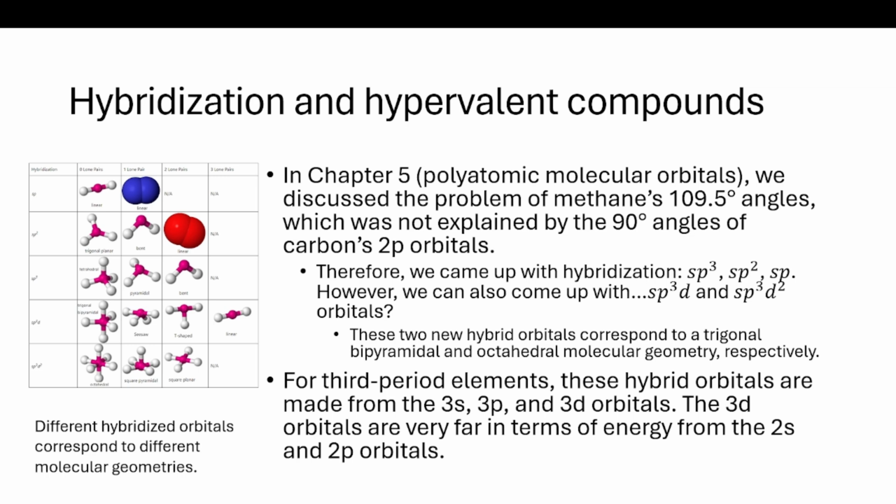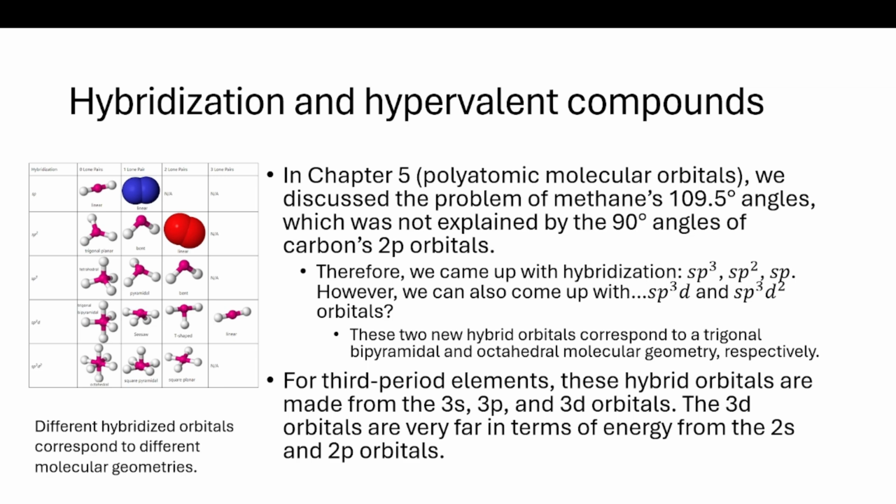sp3 corresponds to a tetrahedral geometry with 4 hybrid orbitals. sp2 corresponds to a trigonal planar geometry with 3 hybrid orbitals. And sp simply creates a linear geometry with 2 orbitals. However, with the introduction of d orbitals, could we also come up with sp3d and sp3d2 orbitals? Yes, we can. And these two new types of hybrid orbitals correspond to trigonal bipyramidal, which is going to be right here, and an octahedral geometry. And you can see octahedral molecular geometry is present in sulfur hexafluoride.